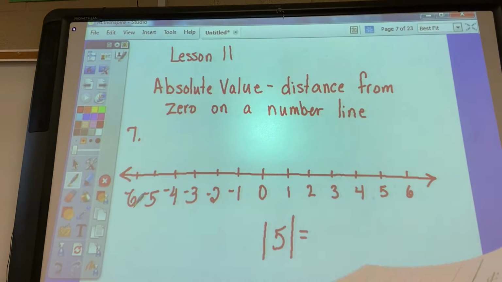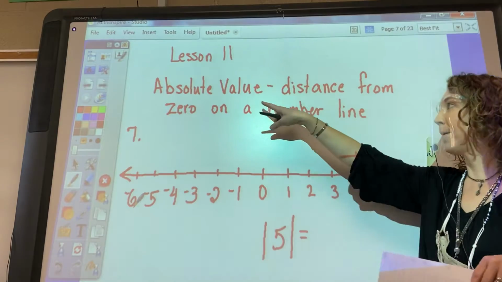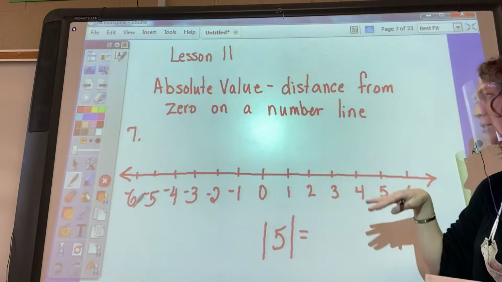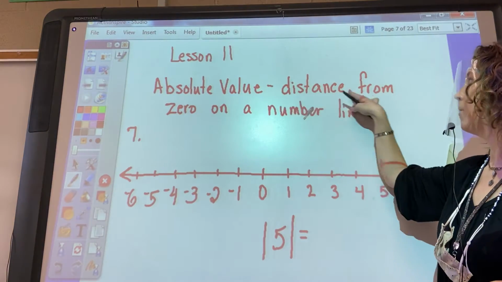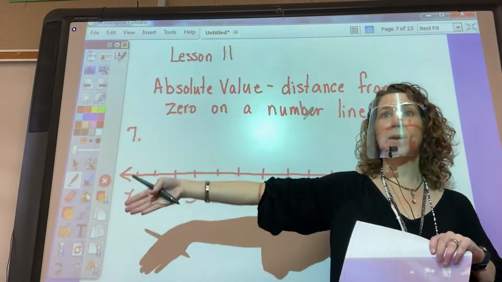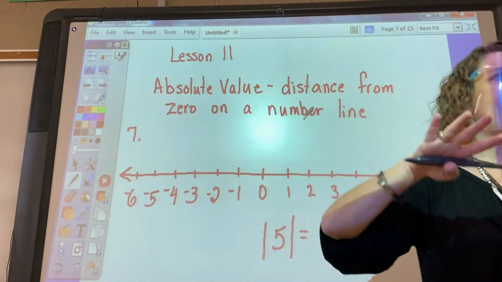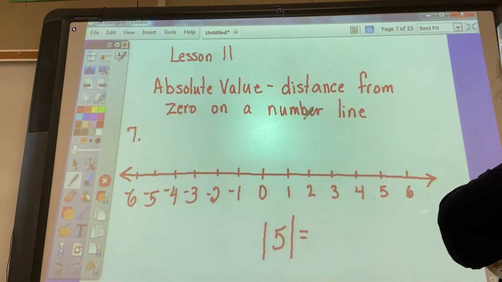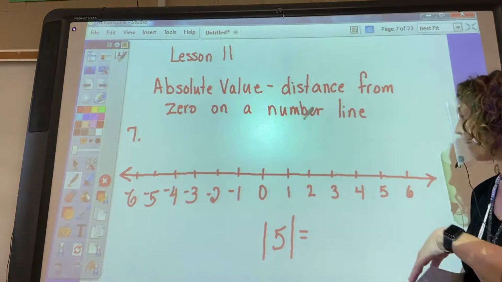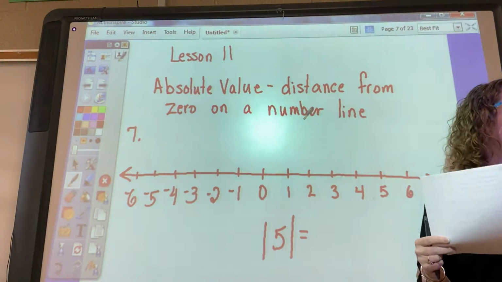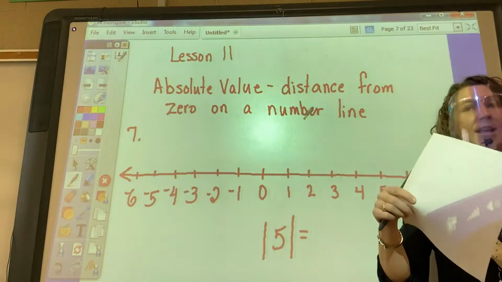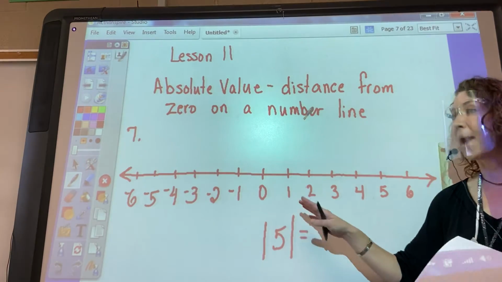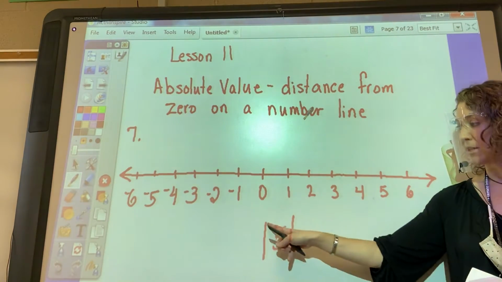All right, so absolute value is what we're talking about in lesson 11. Absolute value is the distance from 0 on the number line. And that tells you the definition on question number 8. It tells you the absolute value is the distance, or if you count from 0 to a number on the number line, that's its absolute value. And it does not matter if you go left and count or you go right and count. So it doesn't matter if it's negative or if it's positive. The absolute value is literally just counting how many steps it takes to get from 0 to that number on the number line.